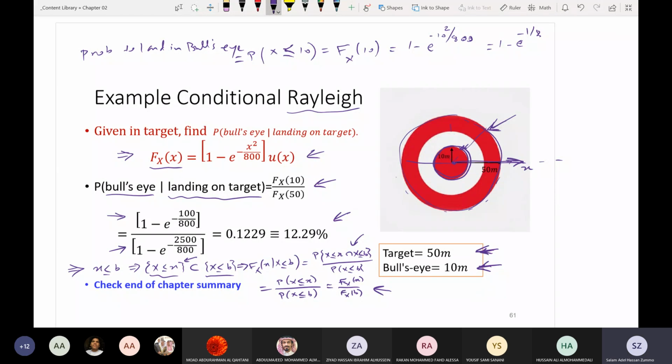Okay, which is 12.3%. Now can anybody calculate for us the probability that we land in the bull's eye without the condition, which I just calculated above? Anybody who has a calculator next to them can do this for us, just to compare the conditional with the non-conditional.